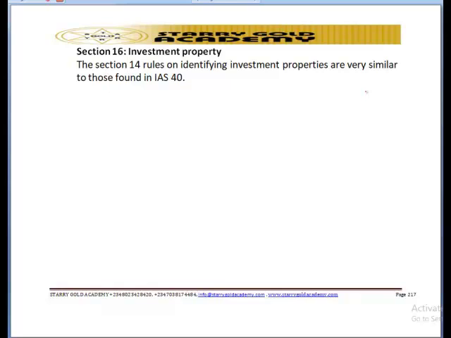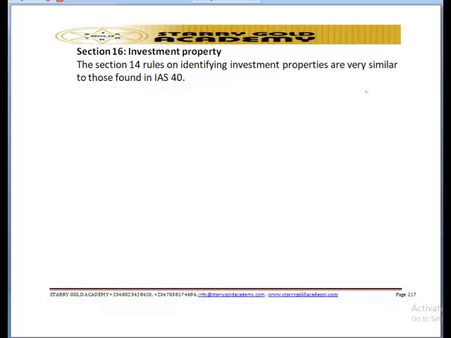The section 14 rules on identifying investment property are very similar to those found in IAS 40. Right? And section 14 requires that investment property must be measured. Sorry, section 16 rather. Section 16 requires that investment property must be measured at fair value. That is, cost model is not allowed. Please note that cost model is not allowed.